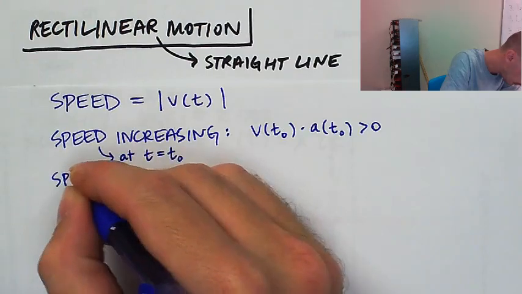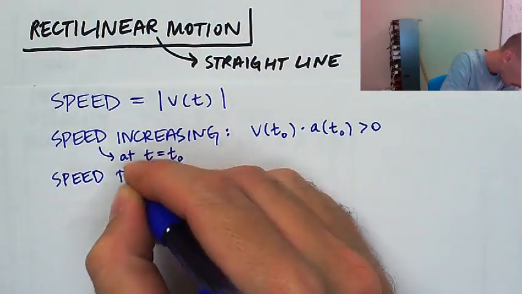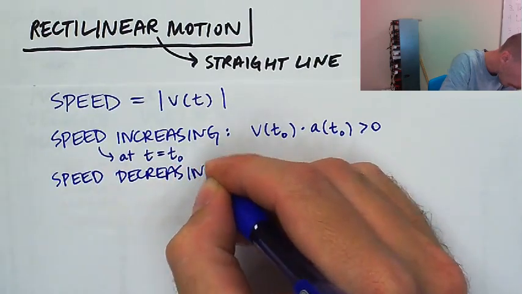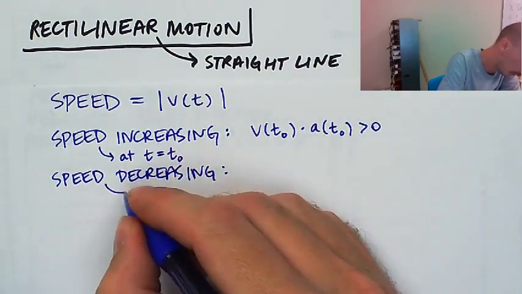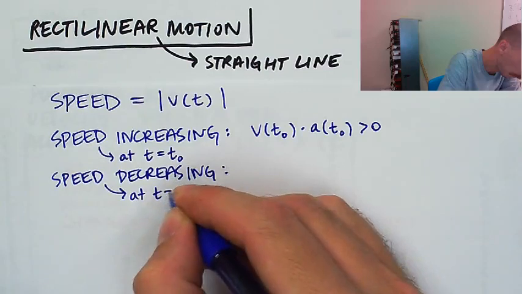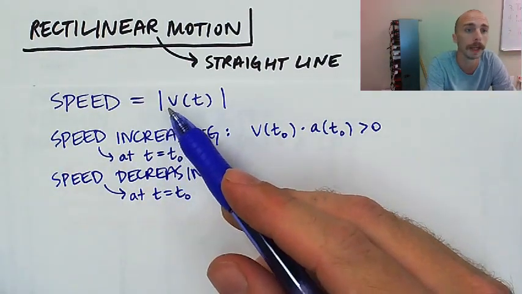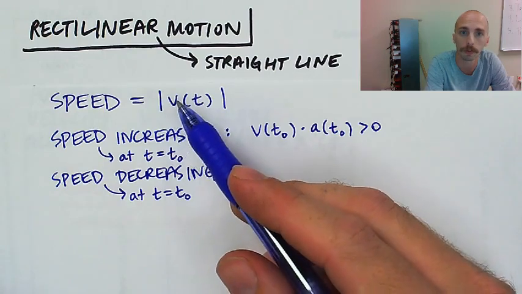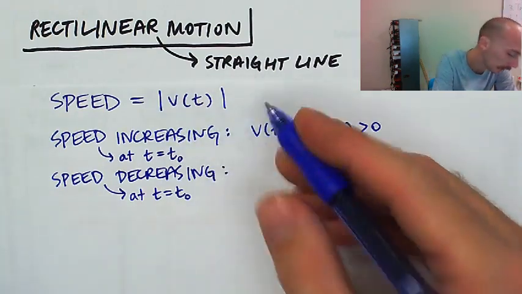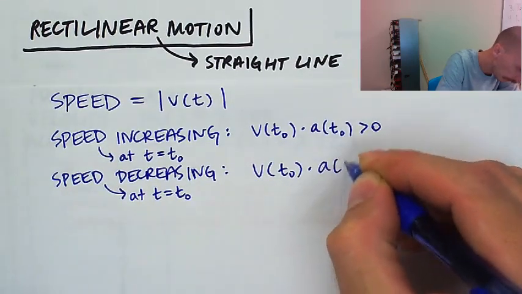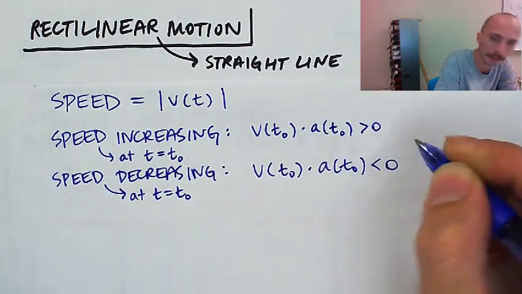So speed decreasing, that's going to be, again, at some special time. That would be where speed is getting closer to zero, right? And so velocity is getting closer to zero from the positive or negative side. And the test for that is going to be that velocity multiplied by acceleration is negative.